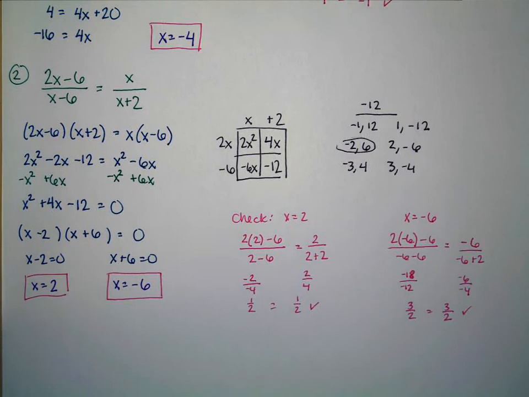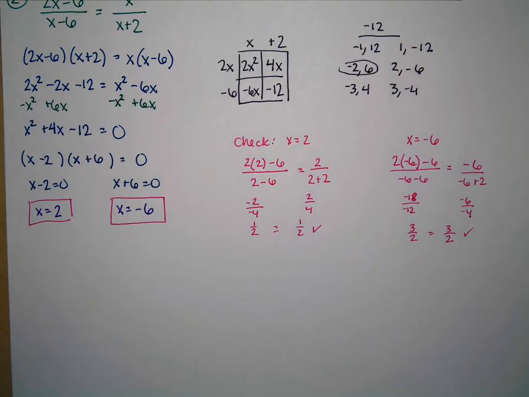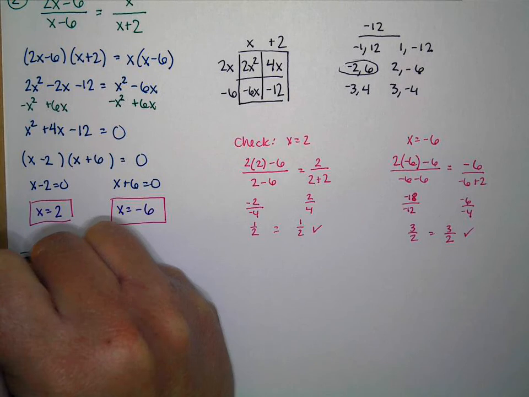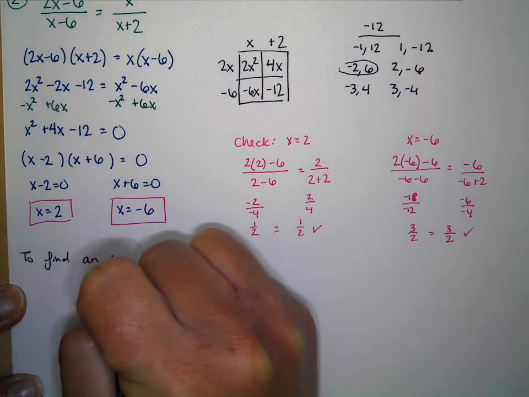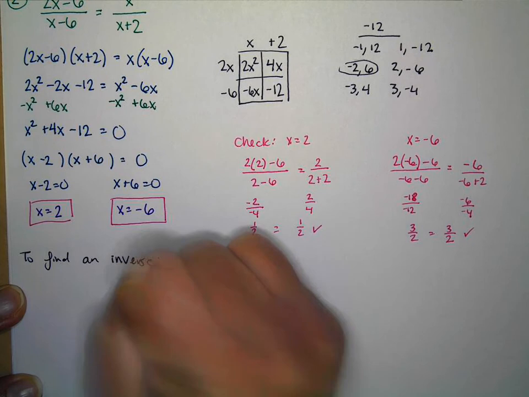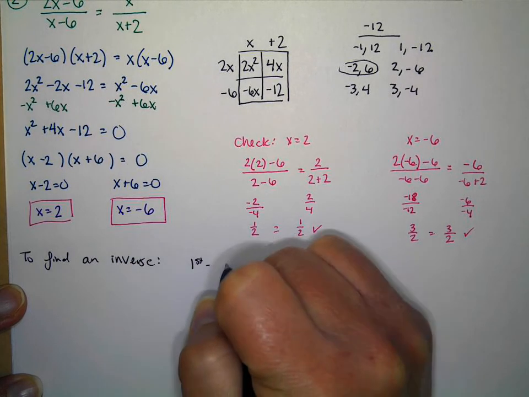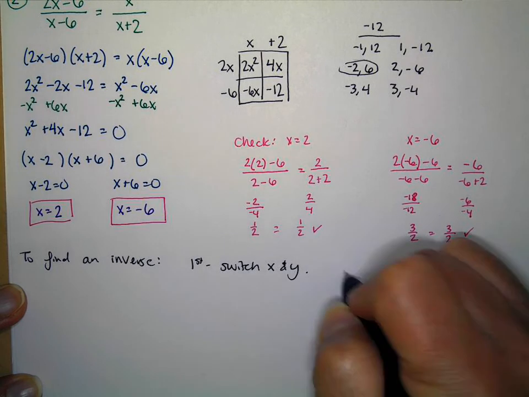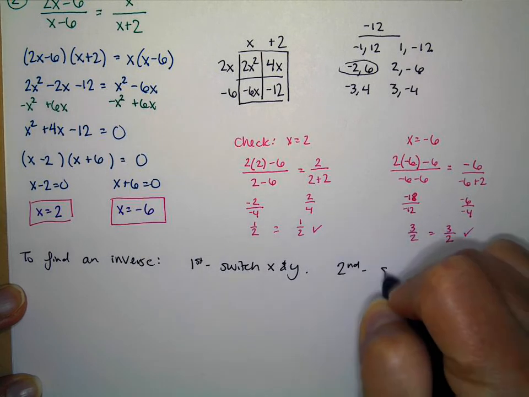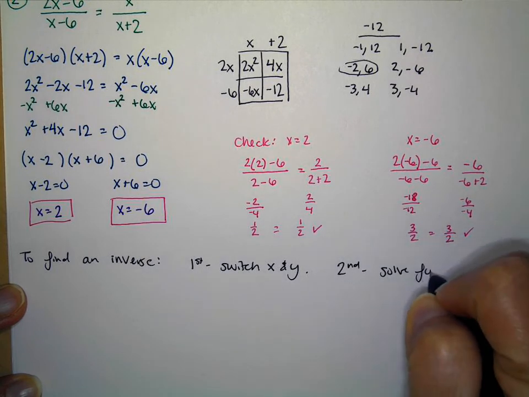Now for our second learning target for today, we want to be able to find the inverse of a rational function. And as the other times that we've seen finding inverses, there's really two steps. The first thing you're going to do is switch your x and y. The second thing you'll do is solve for y.